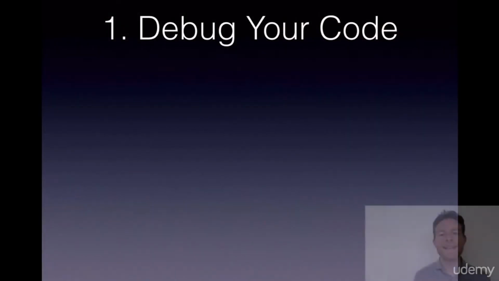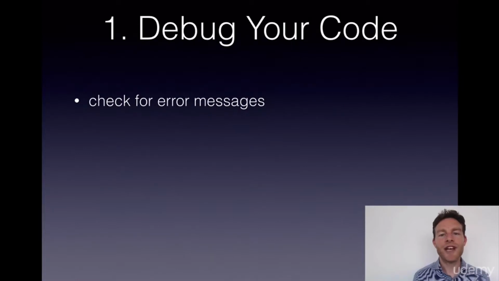So step 1 is debug your code. The usual thing is to check for error messages. So I would have a look in the compiler, in the browser, wherever it is that you're working to see exactly what's causing the problem. You can normally get the line number as well, and then you can use that to hopefully work out where the error is, add in the bracket or the semicolon or whatever it is that's missing, and move on with the course.